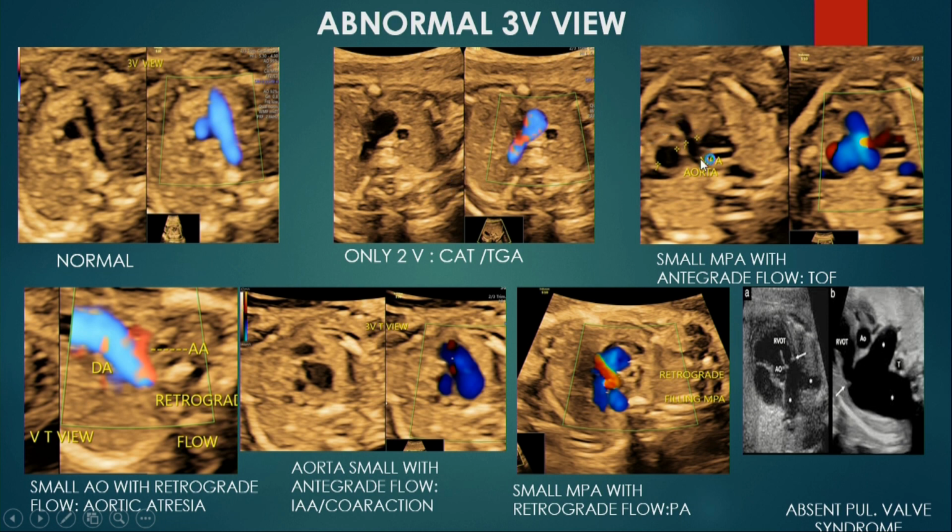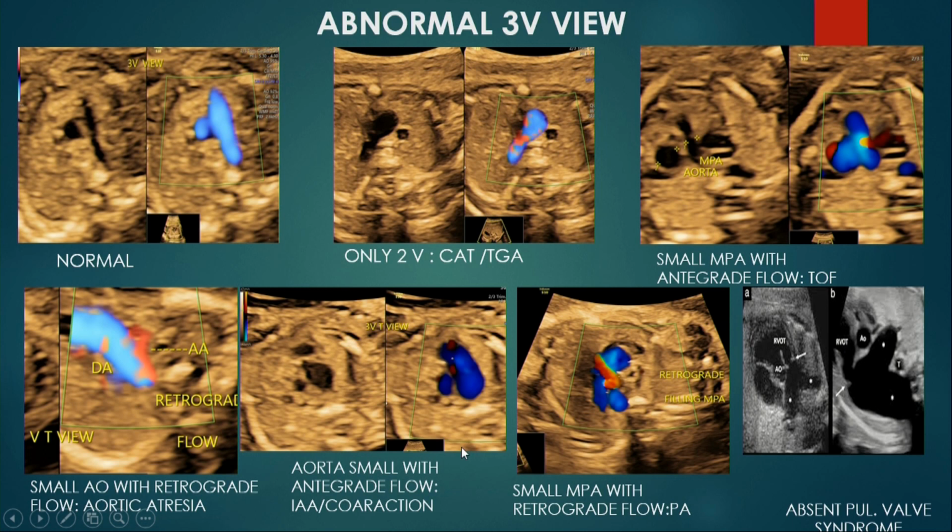If the pulmonary artery is small in size but showing a normal antegrade flow, and you have overriding of the aorta and a malaligned VSD, then it becomes tetralogy of Fallot. If the pulmonary artery is hugely dilated with hugely dilated branches, then it's absent pulmonary valve syndrome. If the pulmonary artery is small in size and showing a retrograde flow, then it becomes pulmonary atresia. If you have a VSD, then it becomes pulmonary atresia with VSD. Here the aorta is small, showing a normal antegrade flow.